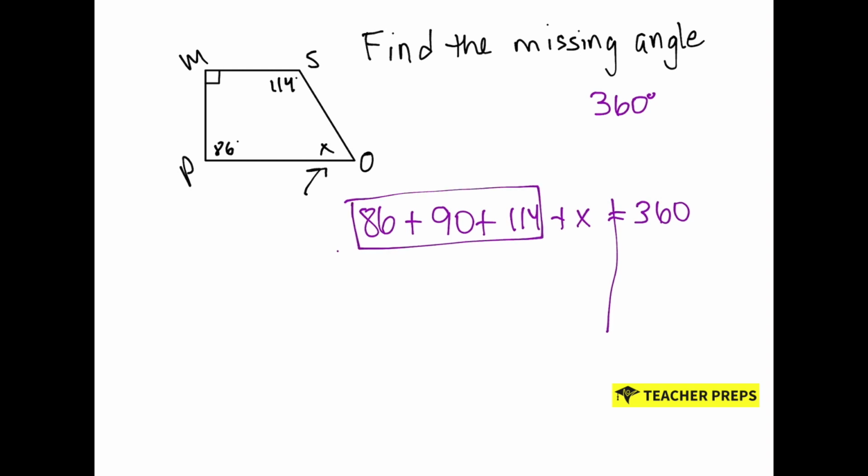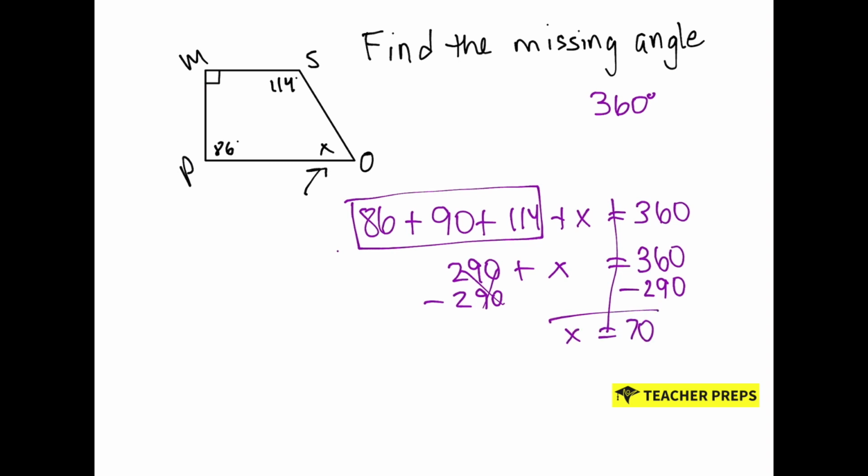We need to first add 86, 90, and 114. When we add those, we get 290. We can rewrite the rest of the equation, and now all we have to do is to get x by itself. We do that by subtracting 290 from both sides. That leaves us with x on the left-hand side, and then 360 minus 290 gets us 70. So x must be 70 degrees.